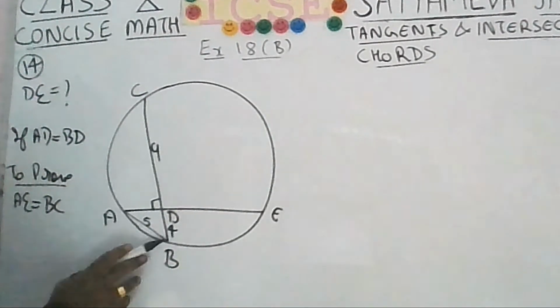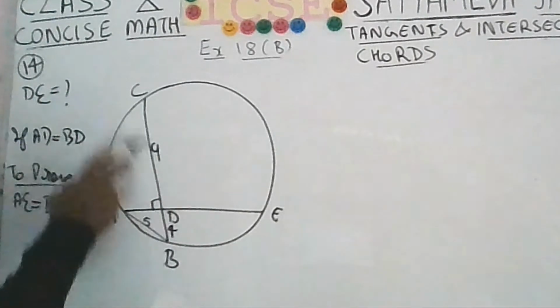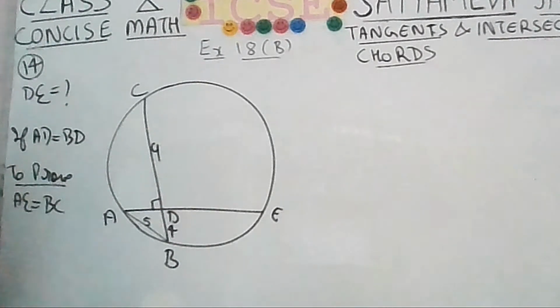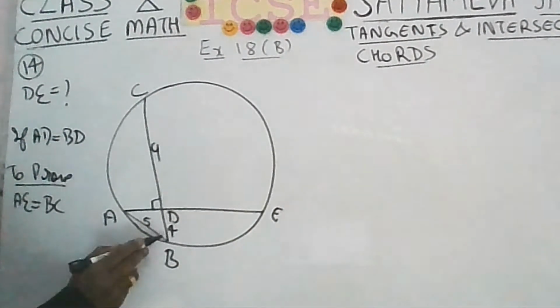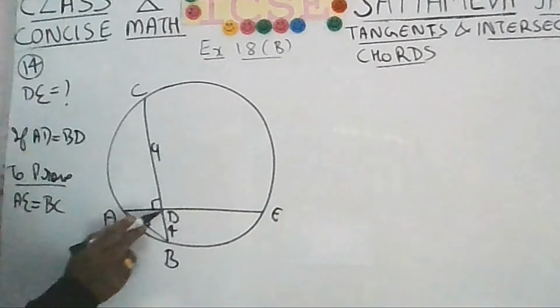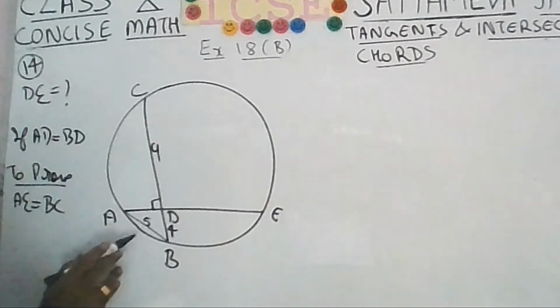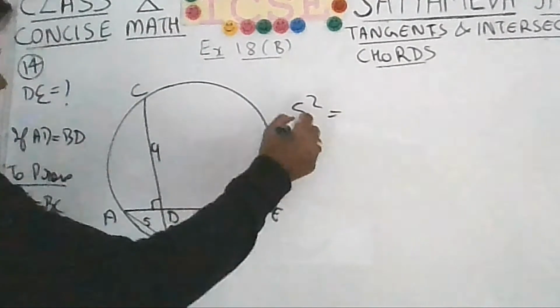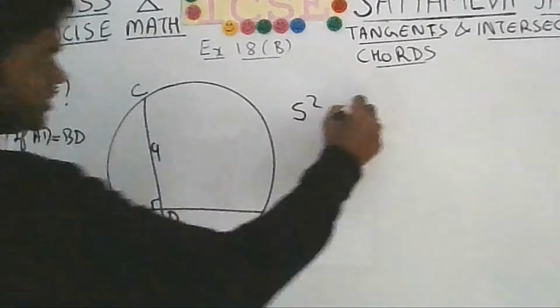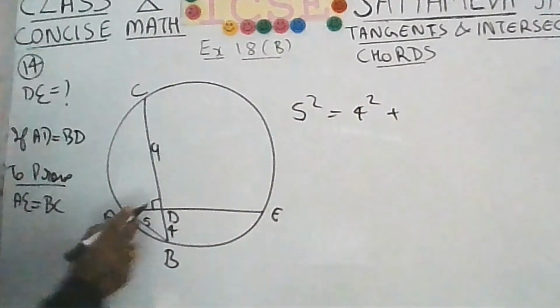Then AB is given 5, BD is given 4, CD is given 9. We have to find the length of DE. So you can see that triangle ADB will be a right triangle because ADB will also be 90 degrees. So AB will be the hypotenuse. So you can say 5 square will be equal to 4 square plus AD square.